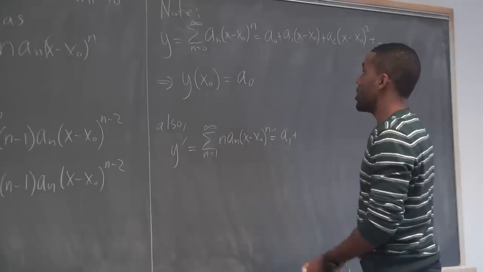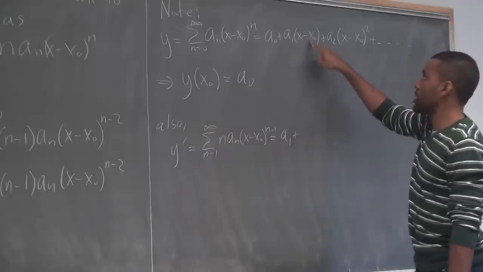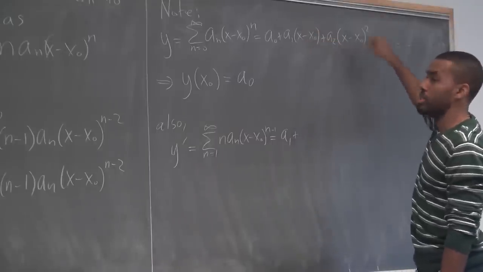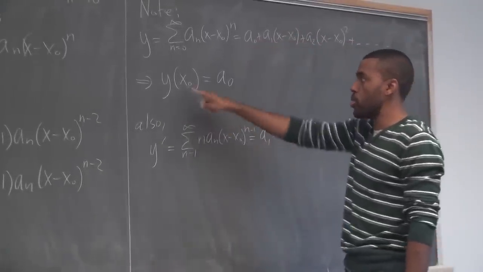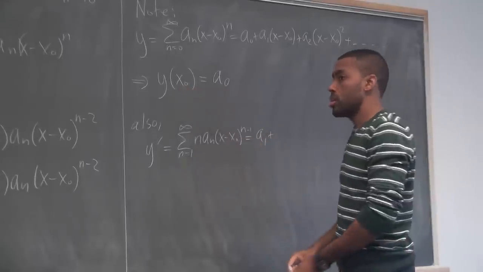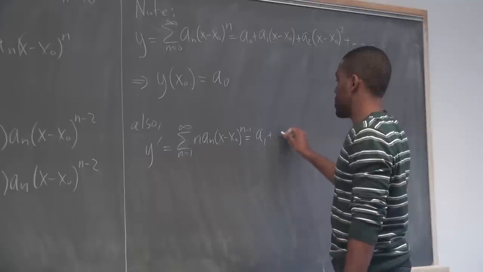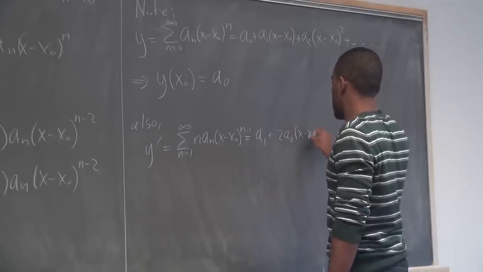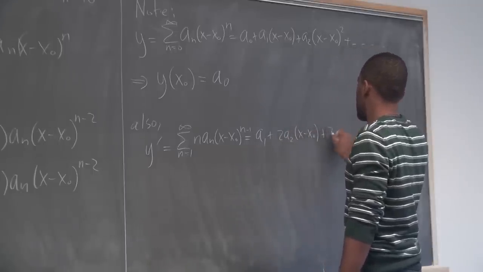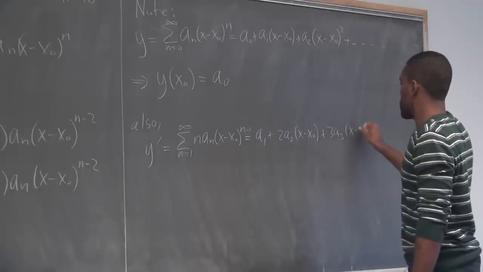Just A0. If I plug in X0, I have X minus X0, and that's 0. This will also be 0. Every other term will be 0 except the first term. So plugging in the point where we're centered at just gives me the first coefficient. This one would be 2A2 times (X minus X0), plus 3A3.